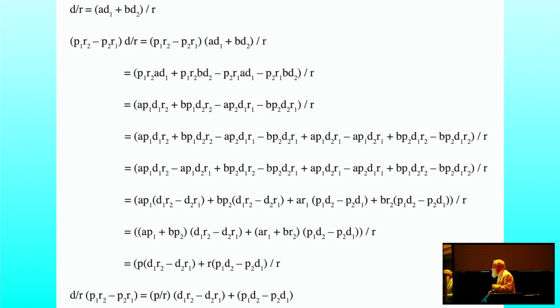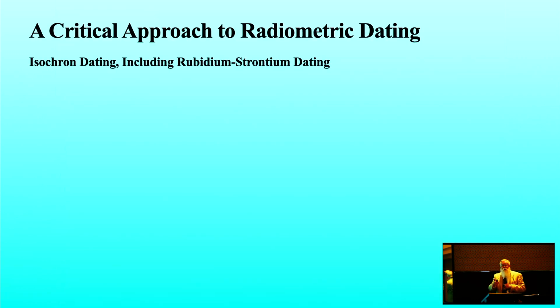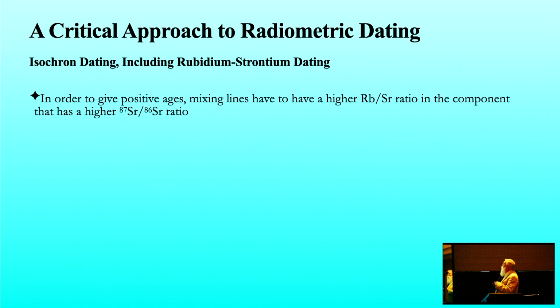Okay. But everybody agrees that the math is correct, including the textbooks for people who believe in long ages. Now, in order to give positive ages, mixing lines have to have a higher rubidium-strontium ratio in the component that has the higher 87 strontium to 86 strontium ratio. Wait a minute. Positive? You mean you can get negative ages? Yes, you can.